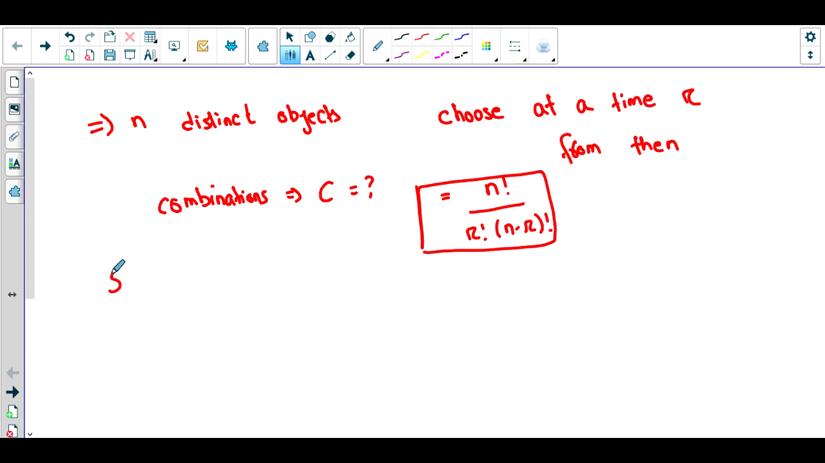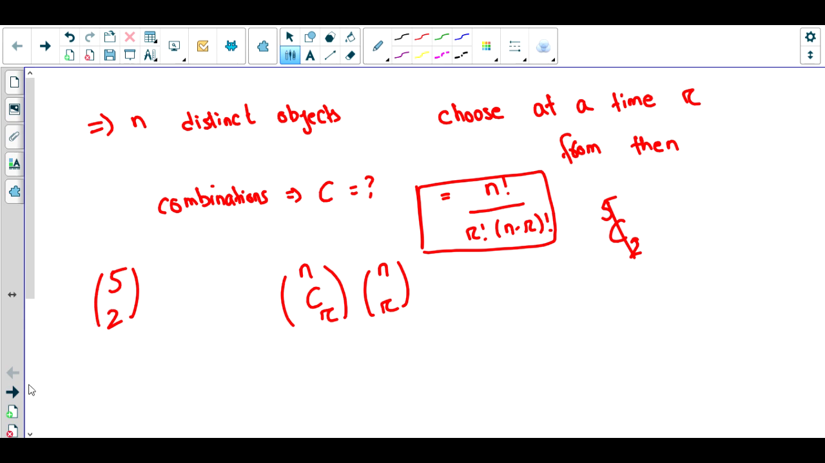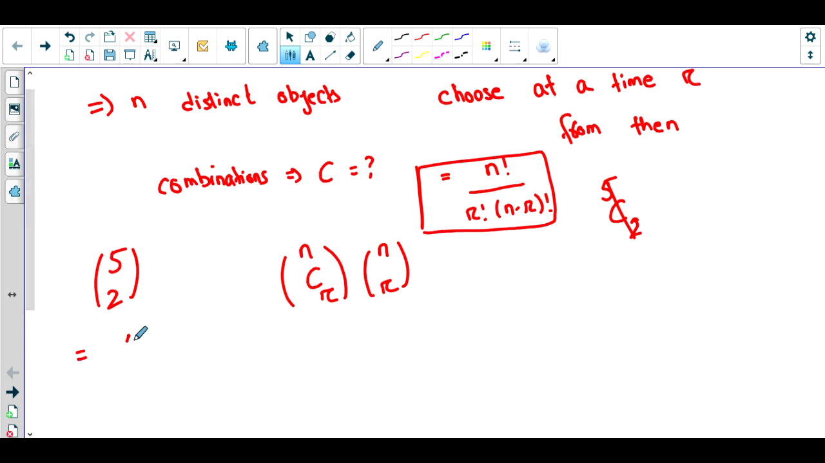Let's say I have 5. First, what are the notations? How can we write these combinations? Very famous notations are like 5C2, or generally nCr. This is a very famous notation, and also nCr written with n above r. These notations are used to represent combinations. Like I have 5C2 and I want to find how many combinations are possible. So what is it? 5 factorial over 2 factorial into 3 factorial. You can solve it. It will be 10.